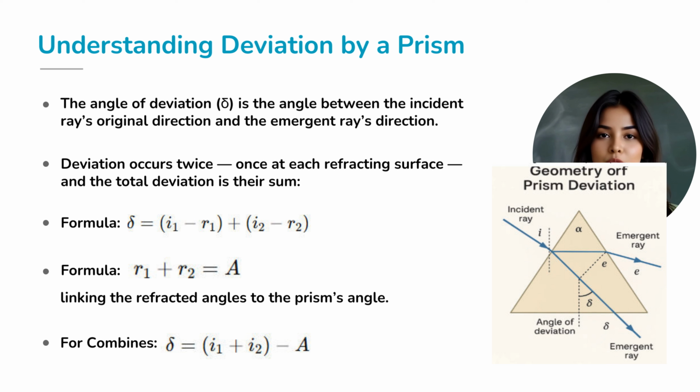Mathematically, the formula for total deviation is delta equals (I1 minus R1) plus (I2 minus R2). From simple geometry, we know that R1 plus R2 equals capital A, which is the prism's angle. Substituting this into our deviation equation, we arrive at a more compact relation: delta equals (I1 plus I2) minus capital A. This elegant equation directly connects the angle of deviation with the angles of incidence and emergence.